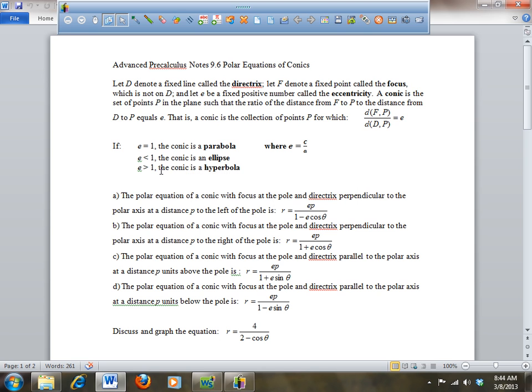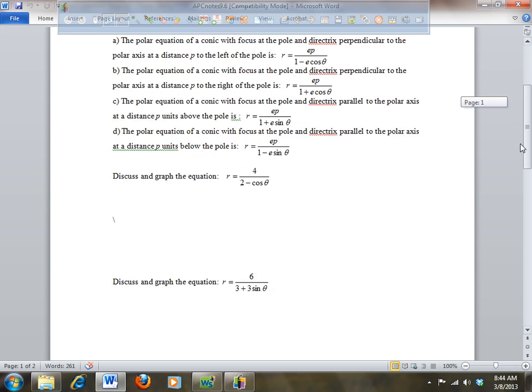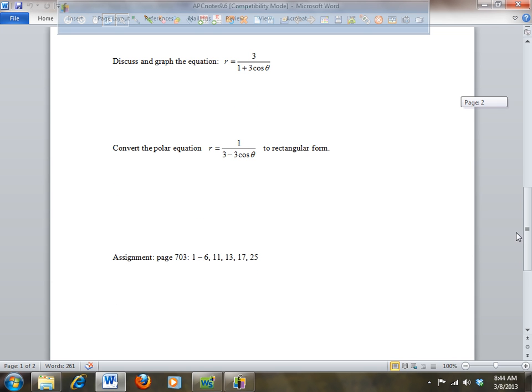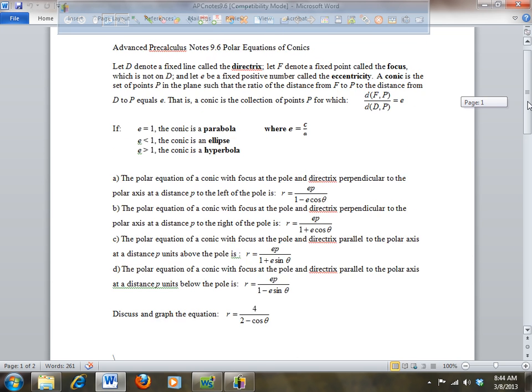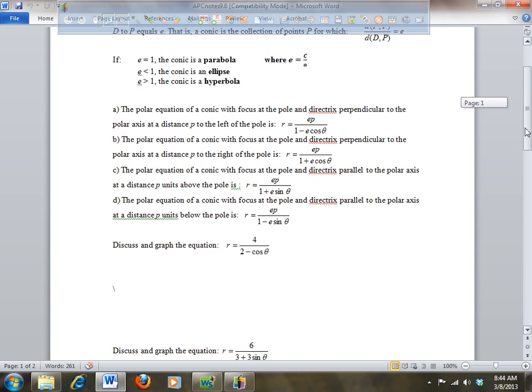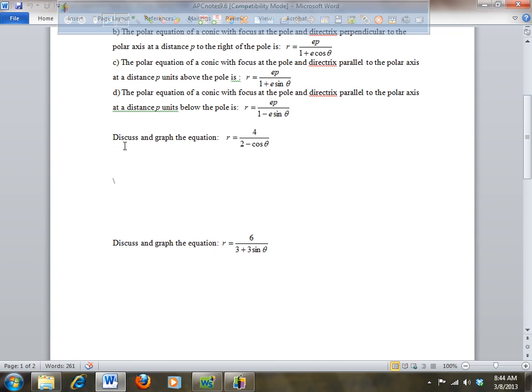Go through one of these. I'm going to go through 3 of them. The first one's kind of tricky. The second one's pretty easy, and the third one is a little bit harder. And then the fourth one is just kind of using algebra. That one's not too bad. And so what you want to do is look at one of these, which says discuss and graph the equation r equals 4 minus 2 cosine theta.